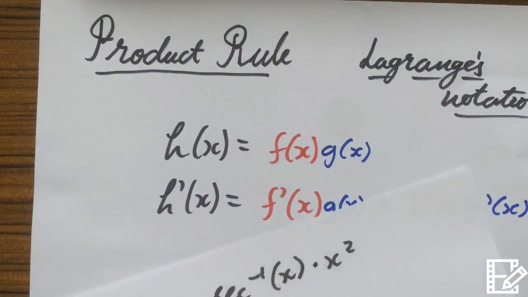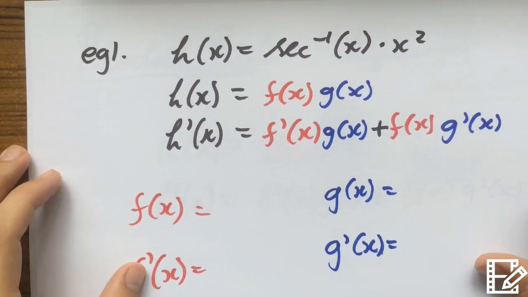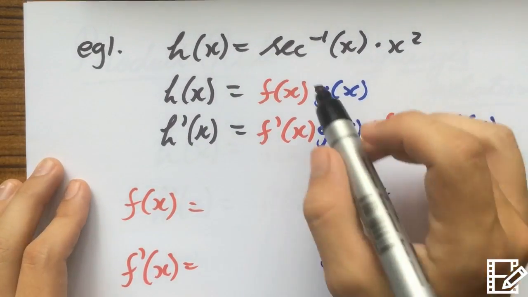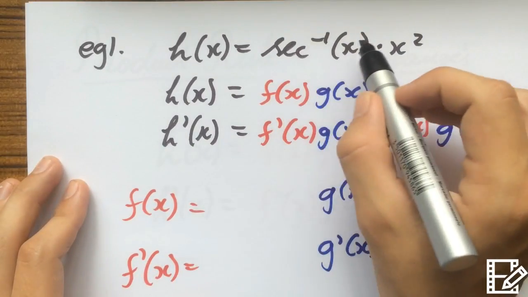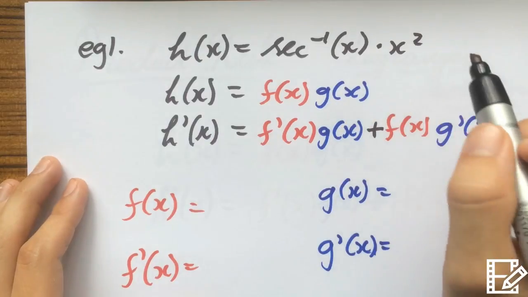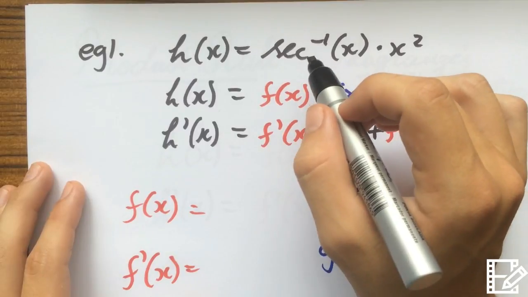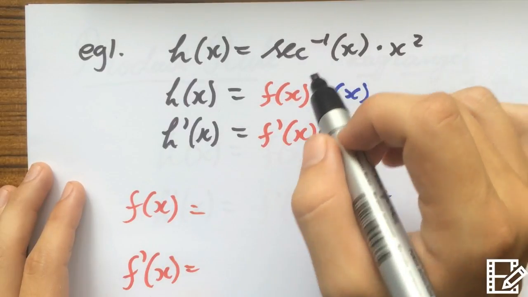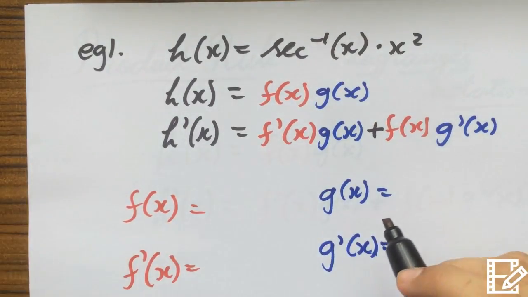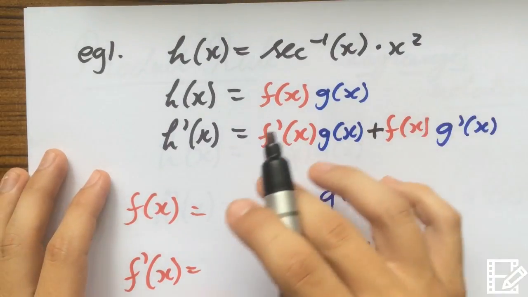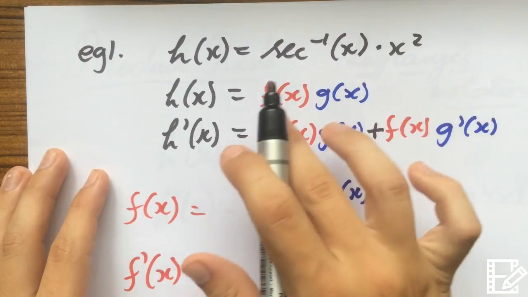So, our first example, I've already written up most of it, because it takes too much time. We have the inverse of secant of x multiplied by x squared. Okay, forget all this for a minute. This is the same as arc sec x, they're just written differently if you come across the arc sec x. But anyway, we have a function multiplied by a function.